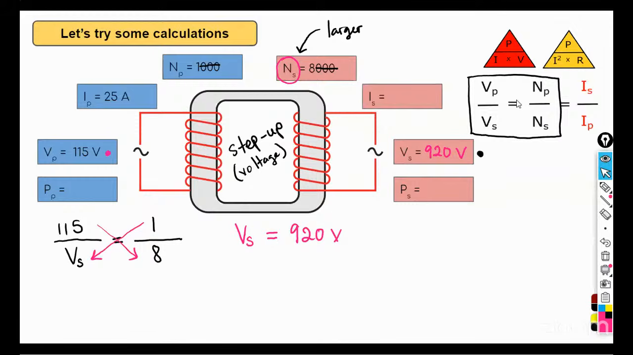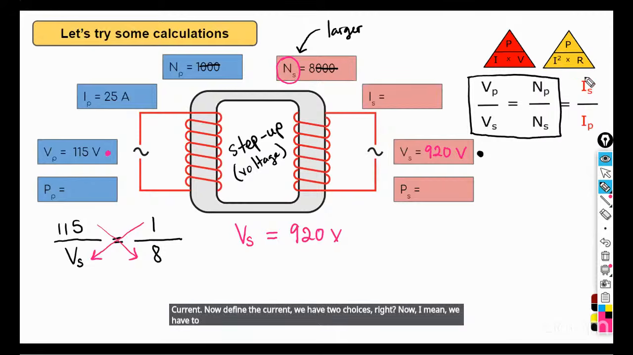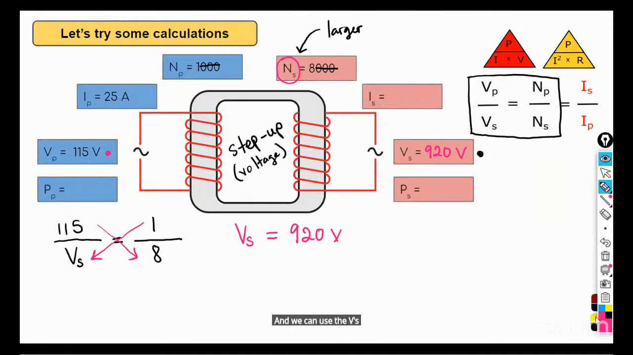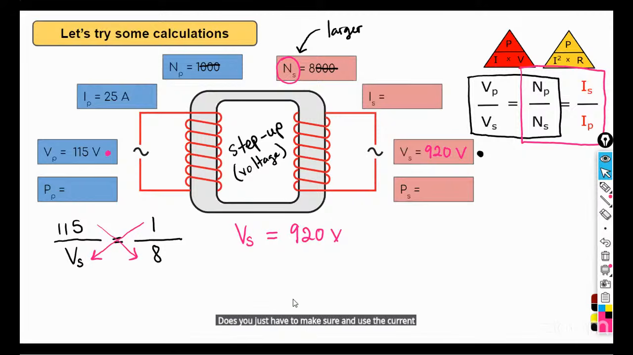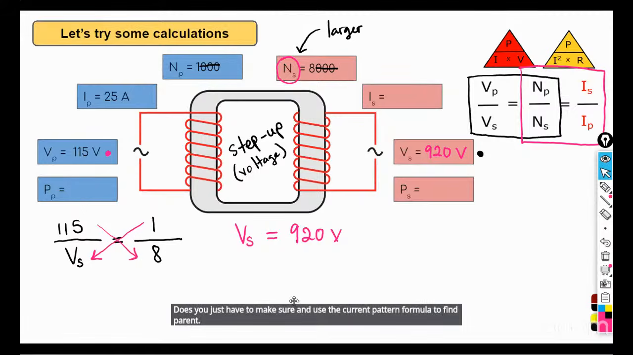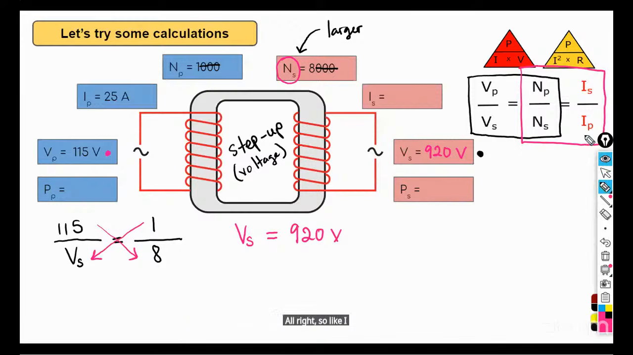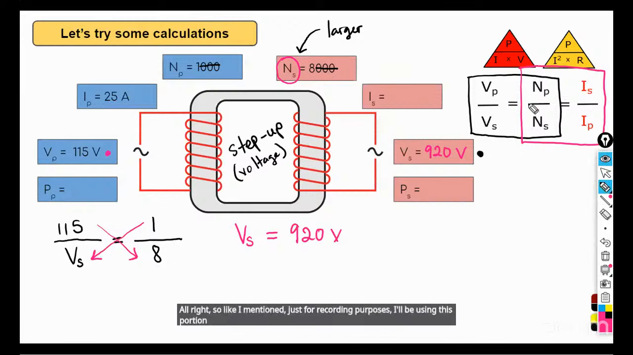So like I said, we're going to find the current. Now to find the current, we have two choices. We have to use the red part of the formula, and we could use the V's or the N's. What I am going to do is use this portion here. If you use the V's and the I's, you're going to get the same answer. It doesn't really matter. You just have to make sure to use the current part of the formula to find current. Just for recording purposes, I'll be using this portion of the formula to find the current.